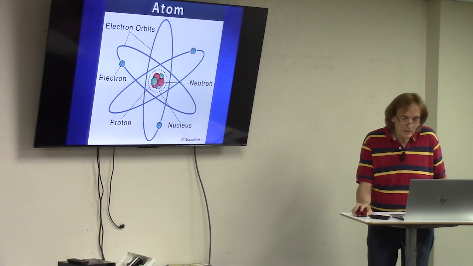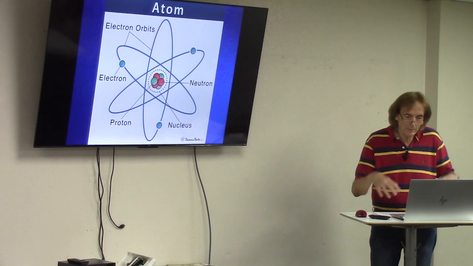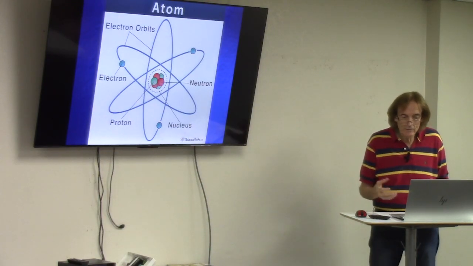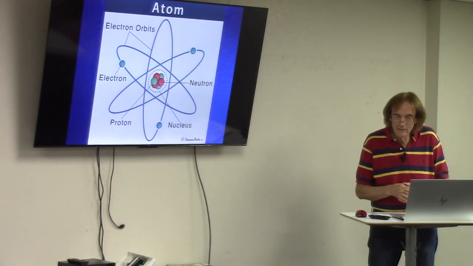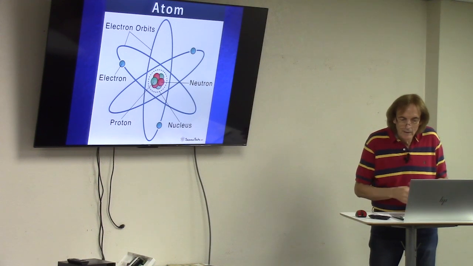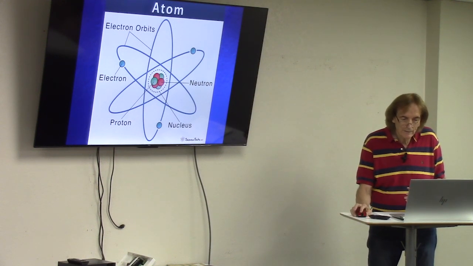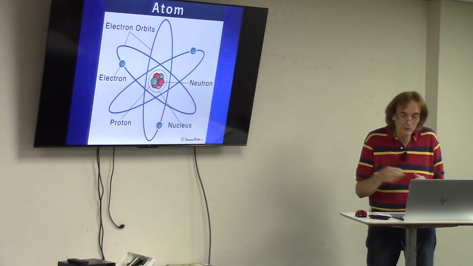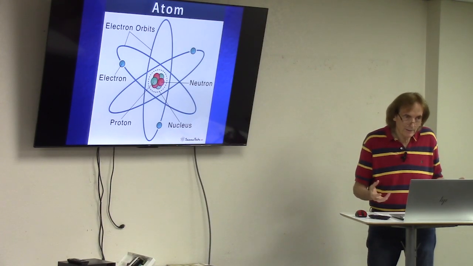So if the outermost shell is complete or filled with the right number of electrons, the atom's what's called stable, and there's no or very little tendency to interact with any other atoms. However, it does happen that sometimes an atom will lose an electron and become unstable. And when that happens, it's called an isotope.